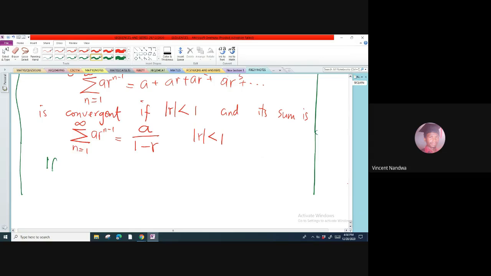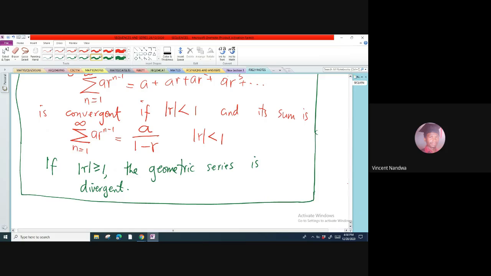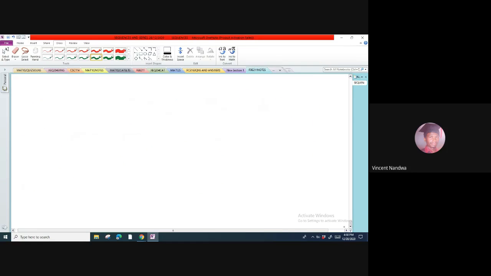So if the absolute value of r is greater than or equal to 1, the geometric series is divergent. Now we are ready to do some examples.